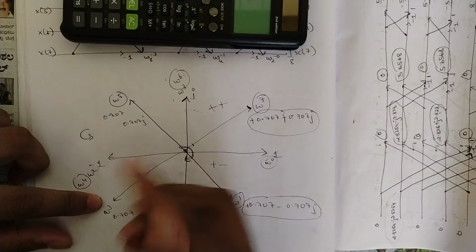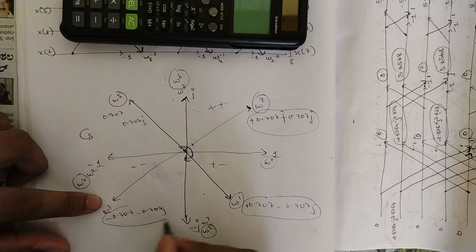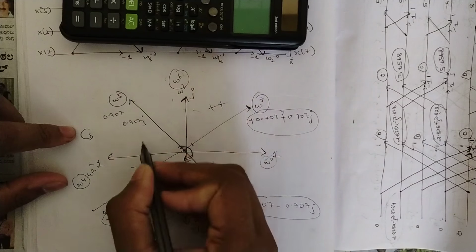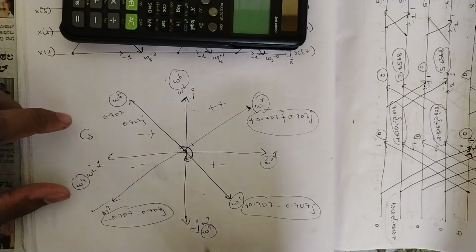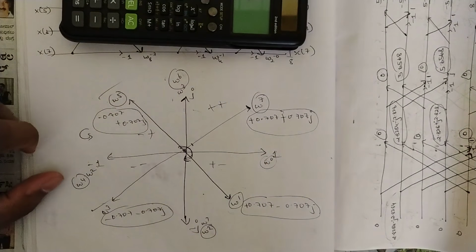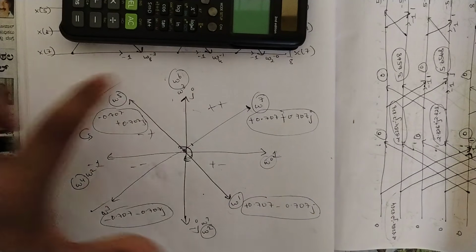Similarly, for the third quadrant, we have minus minus. So minus minus. This would be the value of W power 3. Similarly, for W power 5, fourth quadrant, that is minus plus. So minus plus. So this is the value of W power 5. Okay, like this you will be getting the values of all these terms.